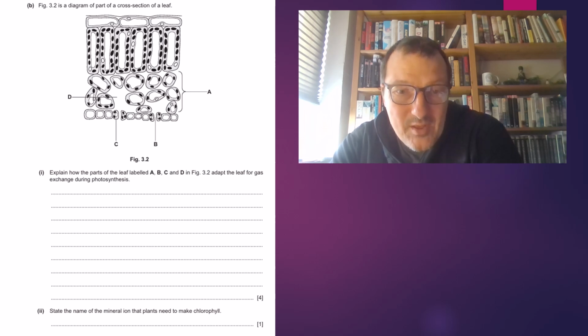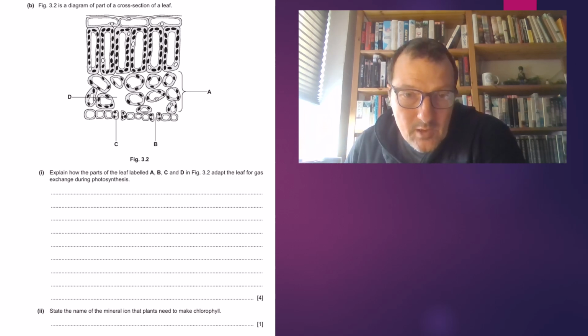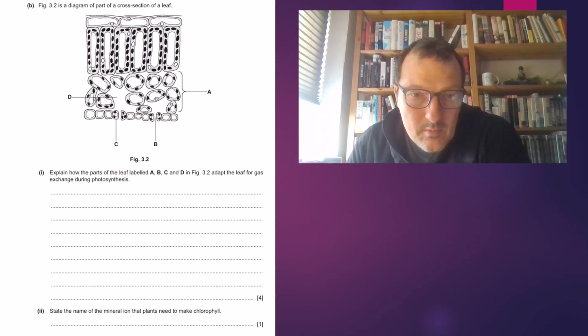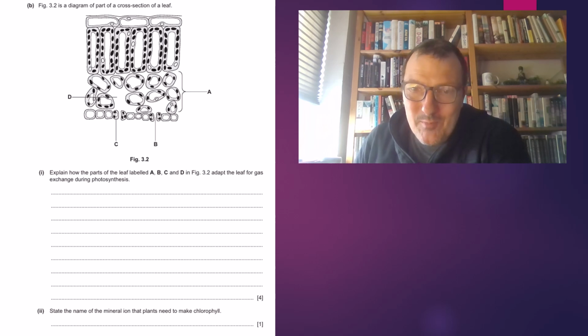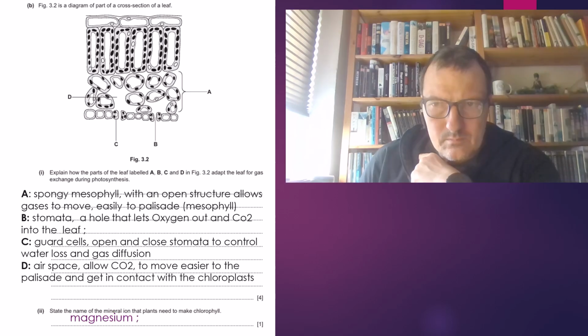But here we are to look at 4 different parts of the leaf, A, B, C, and D, and then we have to explain how the parts labeled are adapted to the leaf for gas exchange, and we have to state the name of the mineral ion that plants need to make chlorophyll. So try to come up with your own answers, and I'll give you my answers on the next slide.